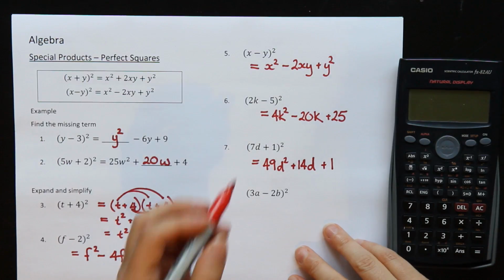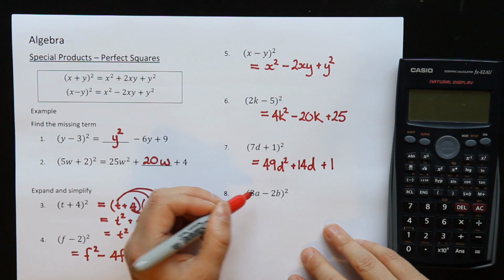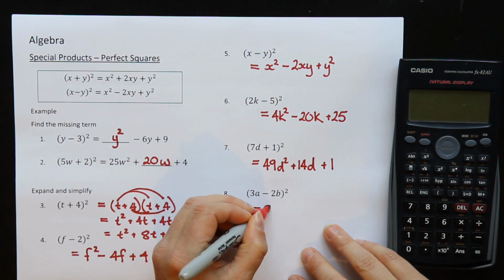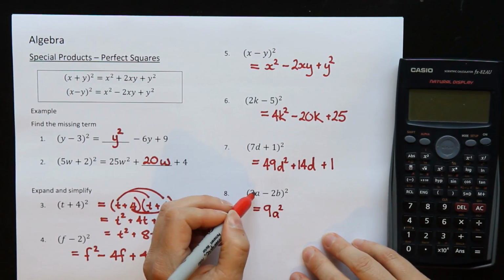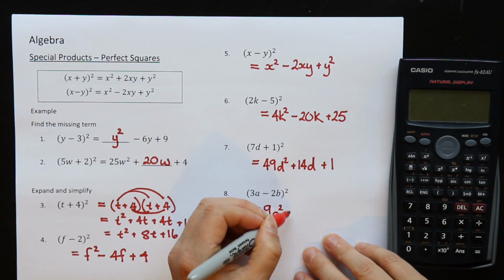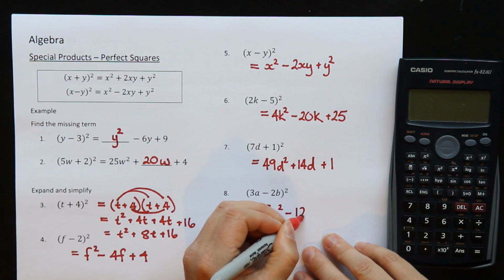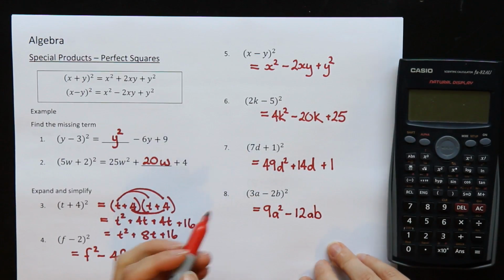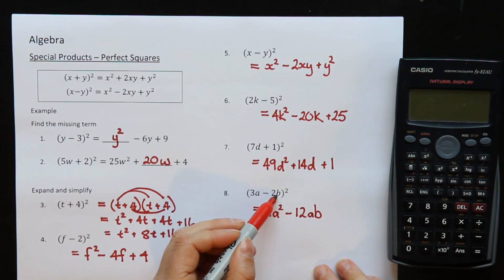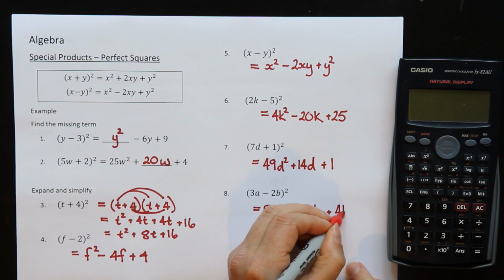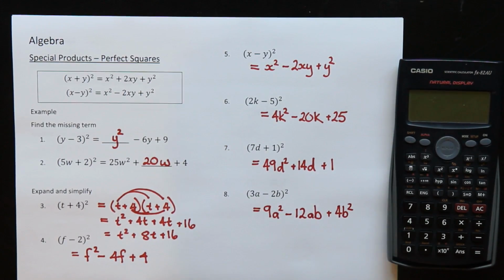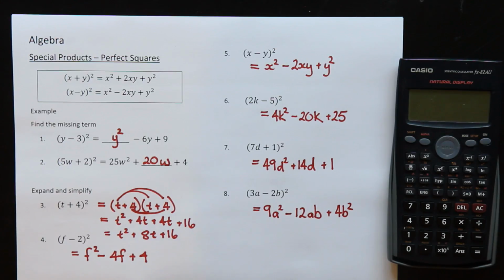Question 8. 3a times 3a is 9a squared. Then we need to times these together to get 6ab, and double that will become minus 12ab. And last one times by itself, 2b times 2b is a positive 4b squared. Alright, let's turn over the page.